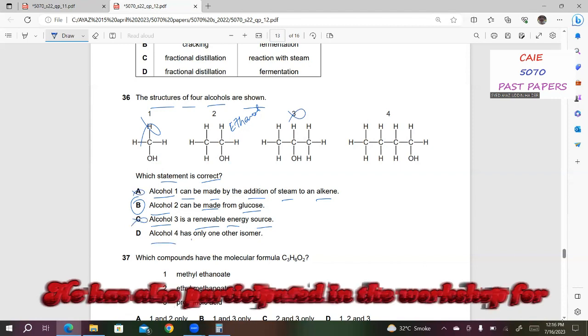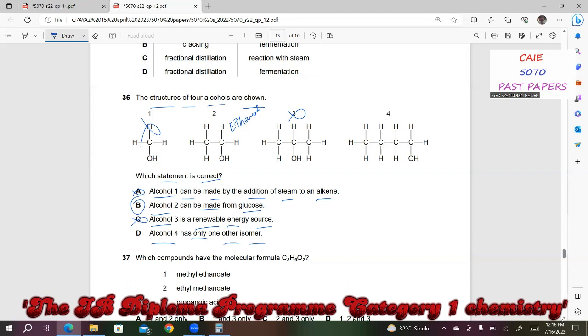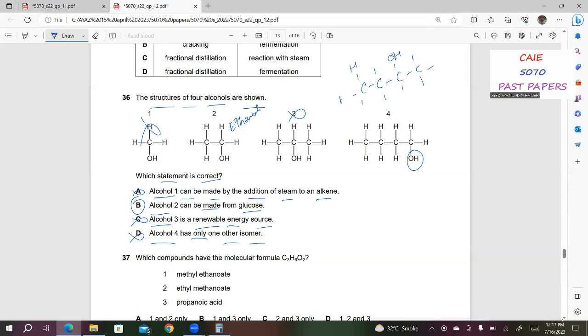Alcohol 4 has only one other isomer. This is also incorrect because if you change the position of this OH, you will get another isomer. So you can't have only one isomer in this case. You have more than one isomer for alcohol number 4.